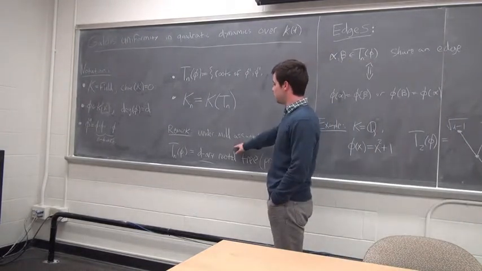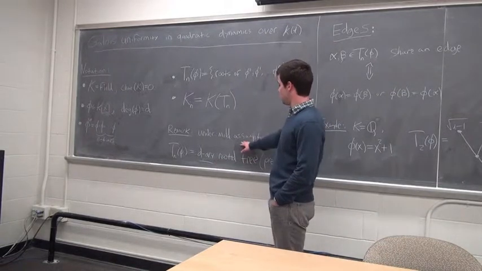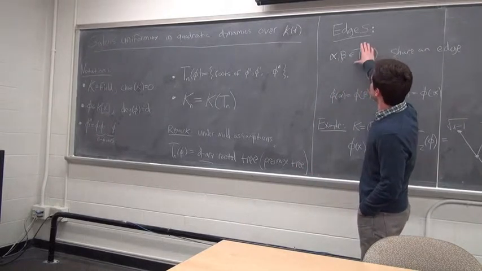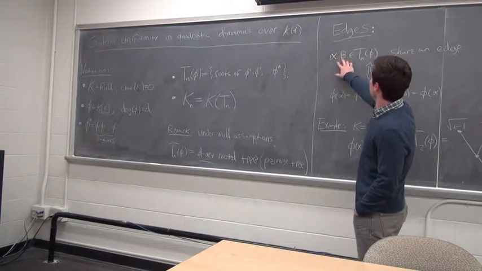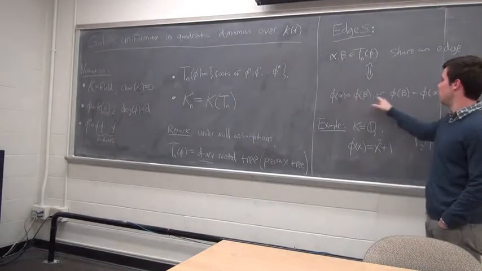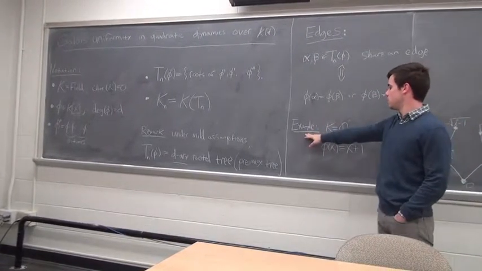All right. And so the remark is that this T_n of phi is not just a set. It actually has a nice tree structure. It's a d-ary rooted tree structure under some mild assumptions, called the preimage tree. And the basic idea is that we define two elements in T_n of phi to share an edge if and only if phi evaluates one to the other. Okay, so if that didn't make sense, then let's just look at an example.